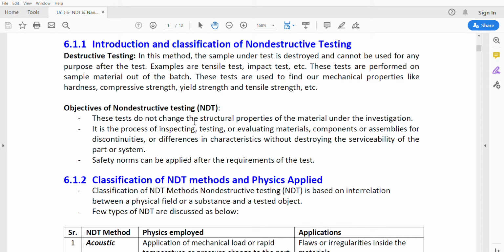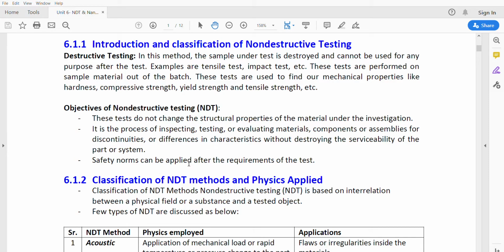So we can easily understand that we need to understand the structural properties of materials under investigation. These tests do not change the structural properties of the materials under investigation. So the structure of the material cannot be changed in this type of NDT method. It is the process of inspecting, testing, and evaluating materials, components, or assemblies for discontinuities or differences in characteristics without destroying the serviceability of the part or system. So without breaking the particular part or sample, we test the material to inspect the quality and evaluate the structural properties. That is said to be the NDT method.